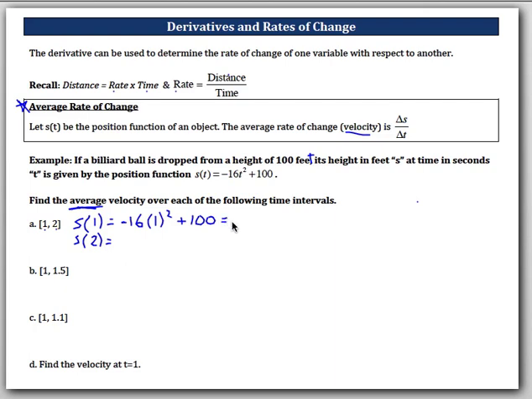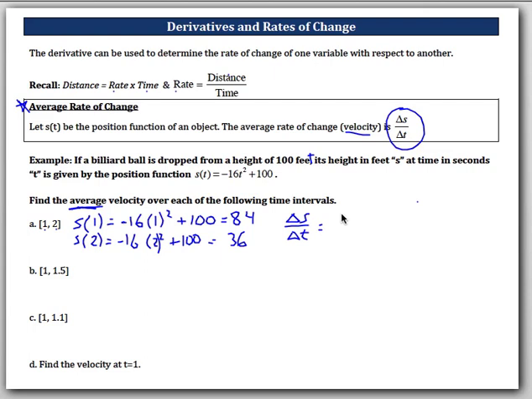And this equals 84. And then we have -16 times 2 squared plus 100. And this equals 36. So now we're going to use our average rate of change right up here, delta s, the change in s, over delta t, the change in time.